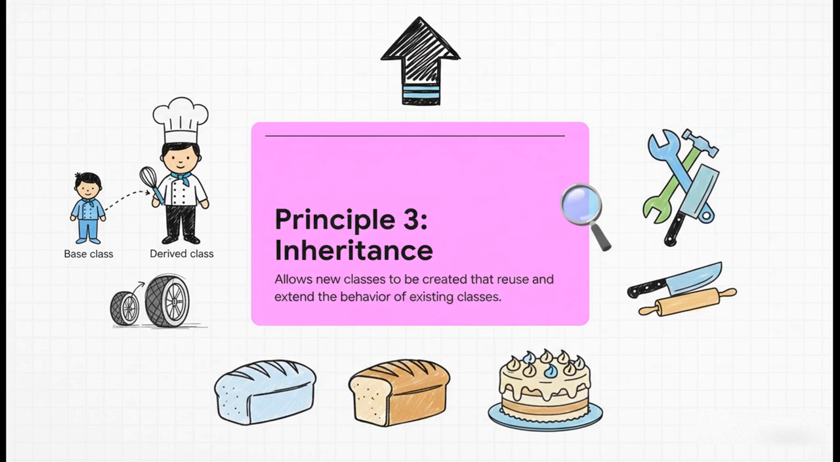Then there's inheritance, which is absolutely brilliant for being efficient. This lets you create a new specialist that automatically inherits all the skills and tools from an existing one, and then you can add its own unique abilities on top. For instance, you could say a pastry chef is a type of baker, so they know how to do all the basic baker stuff, but they also have specialized dessert skills. It means you're not constantly reinventing the wheel.